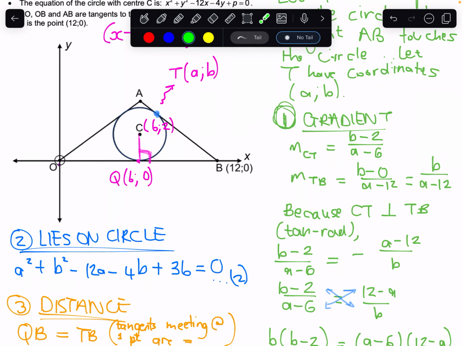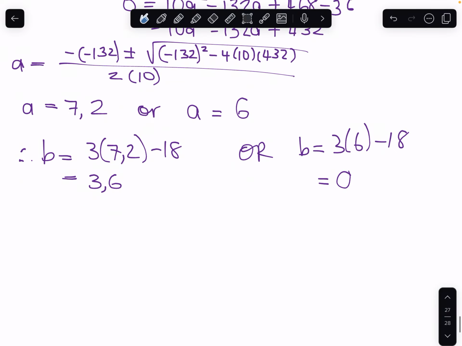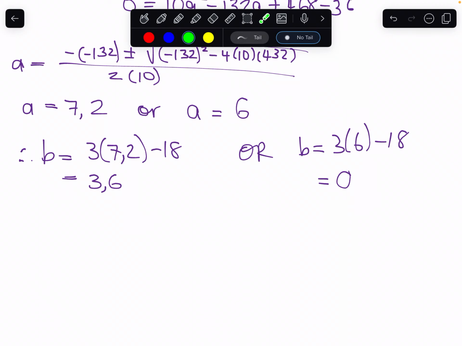But yeah, other than the gradient thing, this point does also lie on the circle, and the distance from B to Q is also 6. But then I would have expected the solution to point to this point, to point to 6, 0, but it doesn't. It does point to 6, 0. Funny. Okay, so either the point is 6, 0.